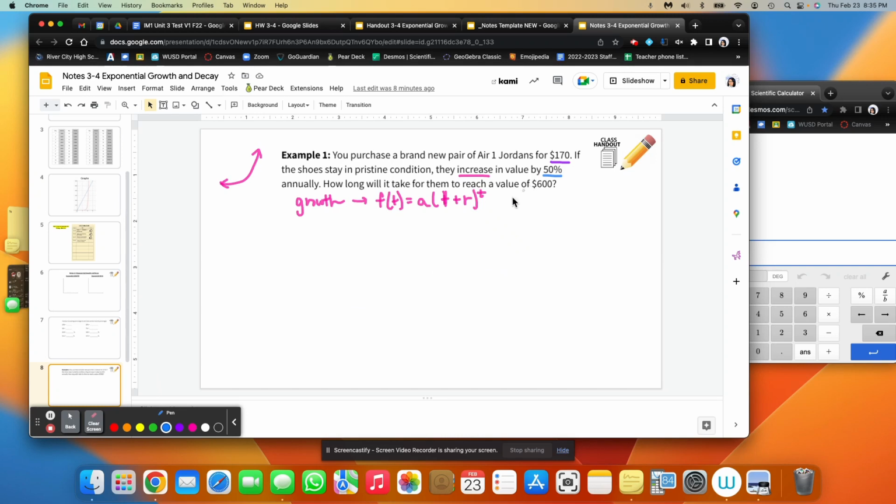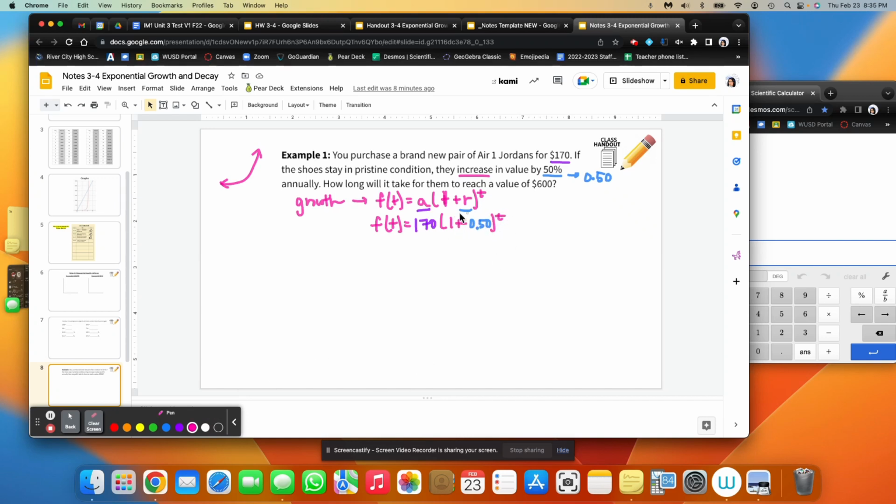Okay, so in this particular problem, the rate that we're going to use is 50%, which as a decimal is 0.50. We know that the starting value or the initial value is going to be the 170, and then times, for writing an equation, we're just going to keep it as t. So the formula for this situation is going to be f of t equals 170 times 1 plus our rate, which is 0.50, to the t power.